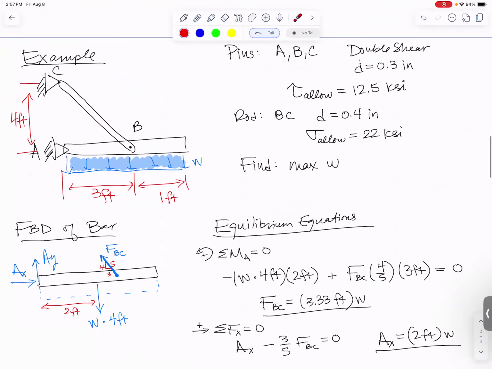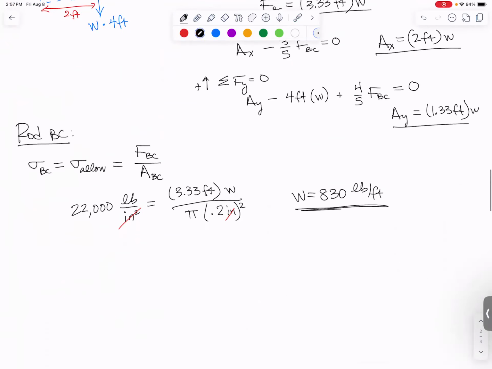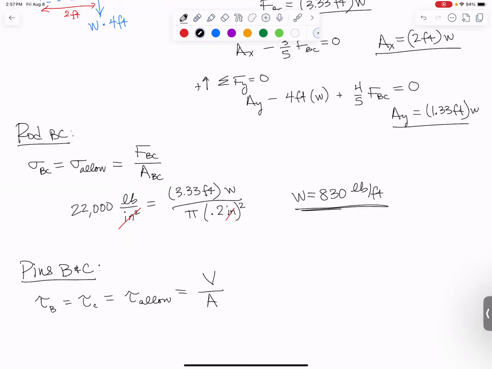All 3 of my pins are in double shear, and they all have the same diameter, and they all have the same allowable shear stress. Can you see that pins B and C are attached to rod BC? So the force acting on those pins is just FBC. We can deal with those 2 pins at the same time. Pins B and C: tau B is equal to tau C. We want to set it equal to tau allowable, and that's got to equal the shear force in pin B or C divided by the area of the pin.